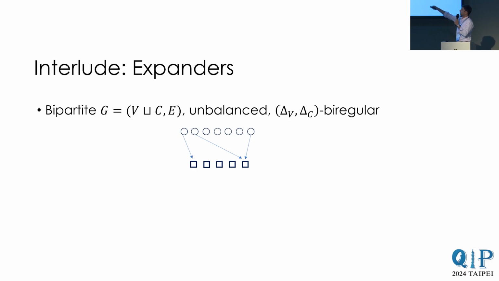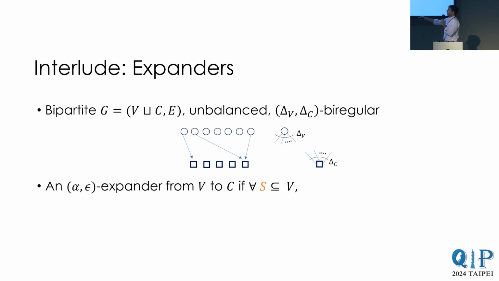And this is bipartite in that edges only run from the circle to the square-type nodes, never between circle and circle. It's unbalanced in that the number of V-type nodes is greater than the number of C-type nodes. And I'm going to say that it's biregular if all of my circular nodes have constant degree delta V, and all of my square nodes have constant degree delta C. So we have a bipartite, unbalanced, biregular graph.